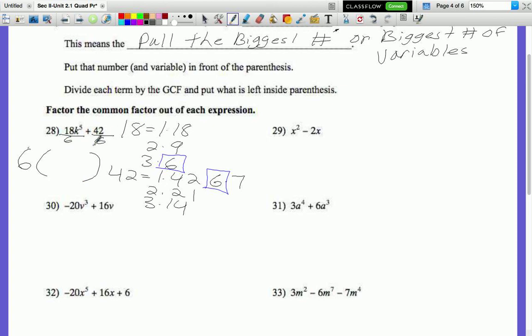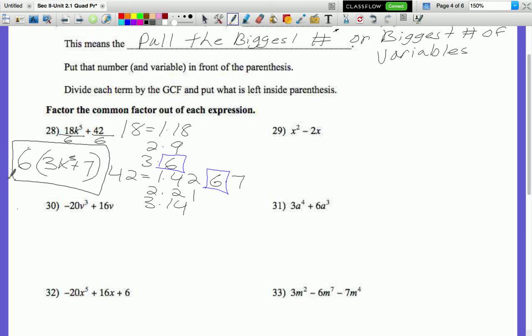We're going to take 18 divided by 6. 18 divided by 6 is 3. K to the 5th divided by 6 is just K to the 5th. We're going to leave it as is. 42 divided by 6 is 7. Now, to make sure you are correct in your answer, you look back inside the parentheses, and you should notice that none of the numbers should be similar. So 3 and 7 have nothing in common. In that case, we are done.